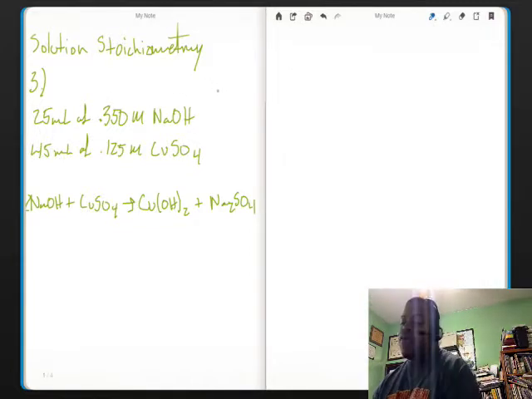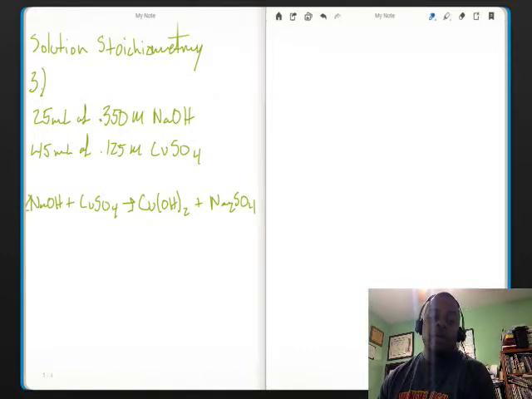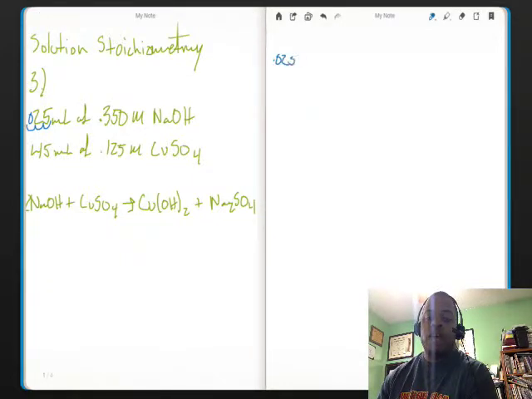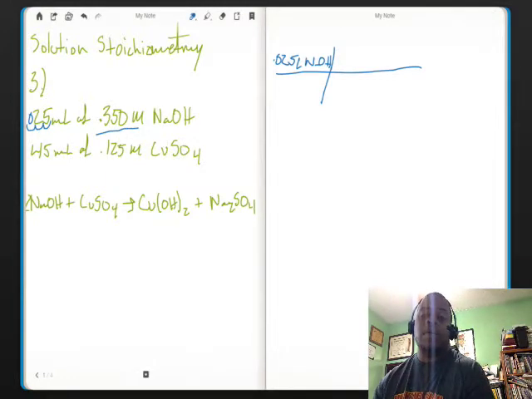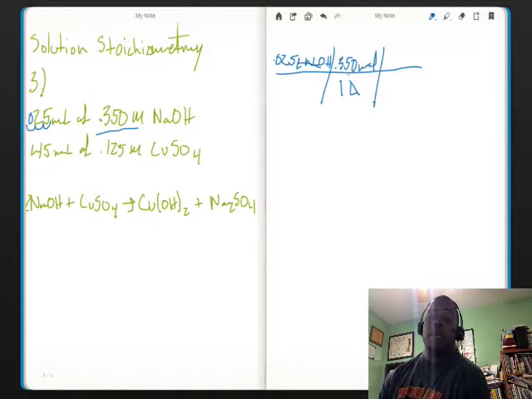Now, if we're going to use our volumes and molarity, what we need to do is change our volume into liters. So we do that by moving the decimal 3 places to the left. 1, 2, 3. So we go with 0.025 liters of NaOH and the molarity is 0.350. So we have 0.350 moles per 1 liter. This is going to allow me to cancel out the liters for my sodium hydroxide, but it also still fits into our category in terms of molarity because molarity equals moles over liters.